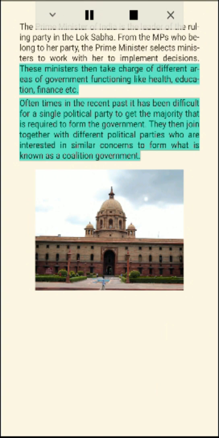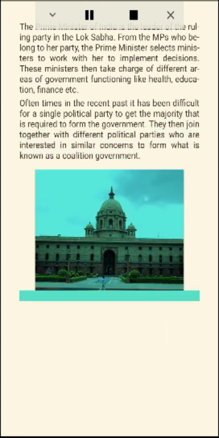Oftentimes in the recent past it has been difficult for a single political party to get the majority that is required to form the government. They then join together with different political parties who are interested in similar concerns to form what is known as a coalition government.